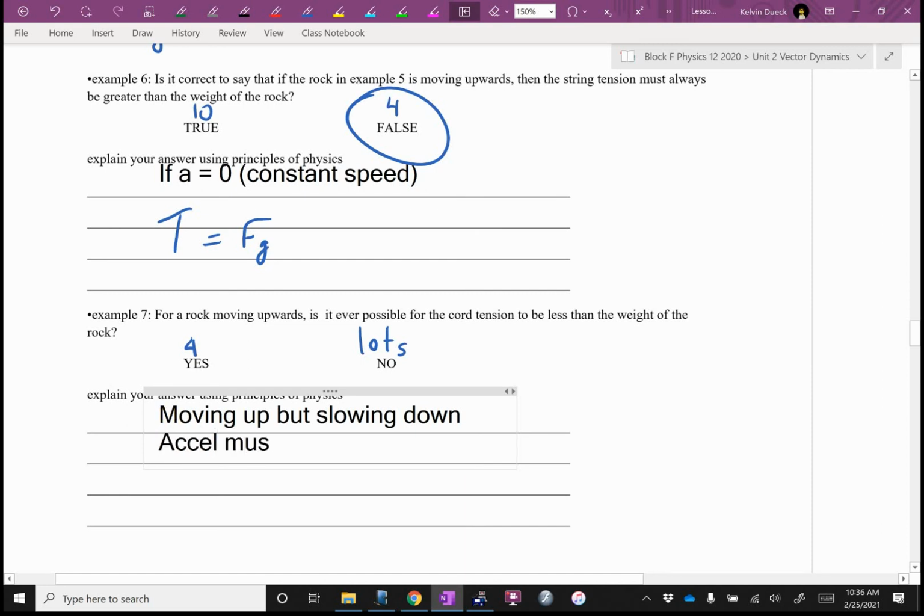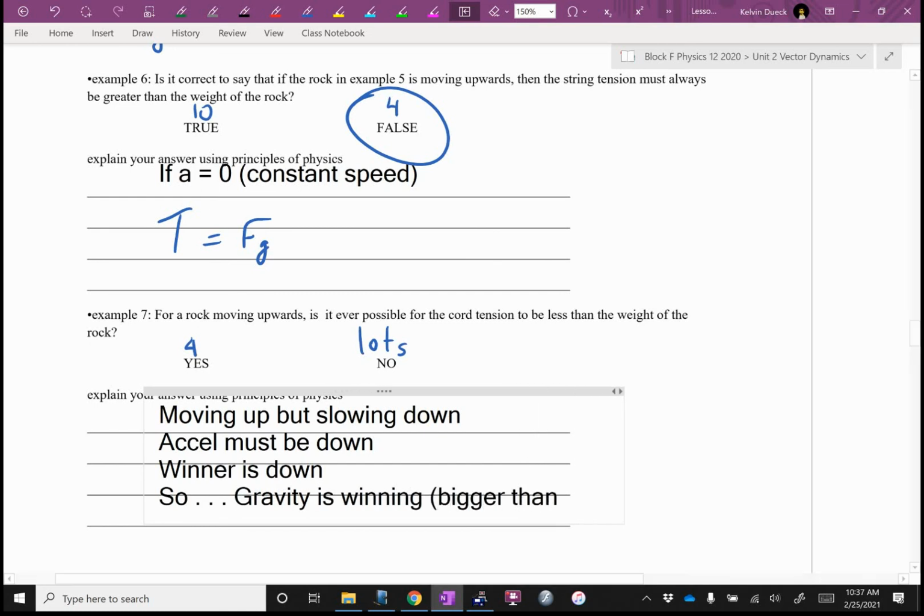Accel must be down. If the acceleration is pointing down, which way is the winning direction? Same answer. Yeah. Winner is down. So gravity is winning. Bigger than tension. Yes? Gotta be. Okay.